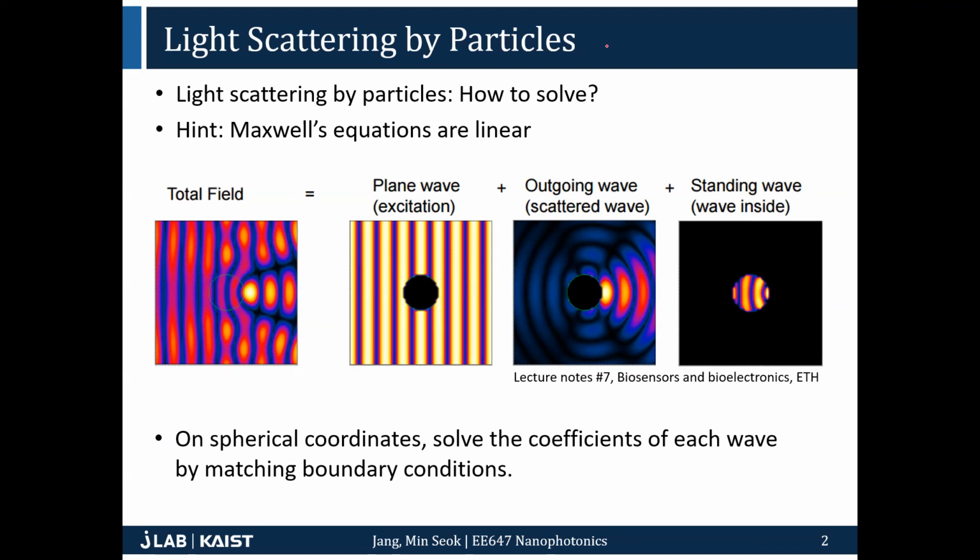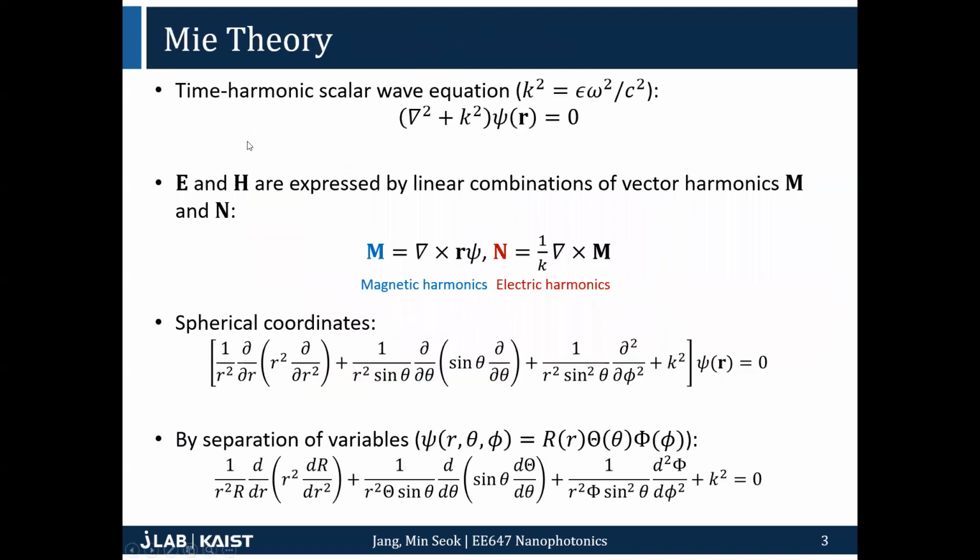Just like we divided the planar interface reflection and transmission into incident wave, reflected wave, and transmitted wave, here we divide it into 3 parts: the incident wave, the outside scattered wave, and the inside wave. So how do we do it? If we are talking about a spherical particle, a perfect sphere, we can solve it analytically. So how do we do it?